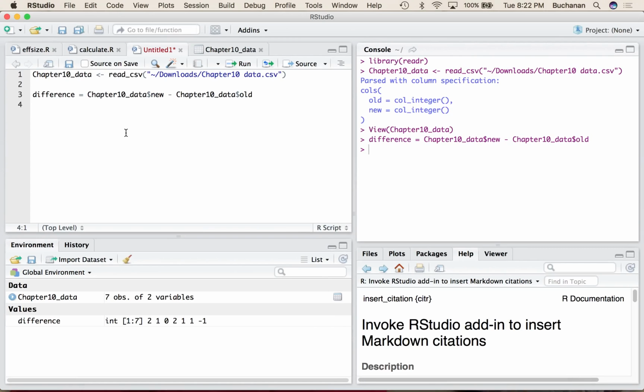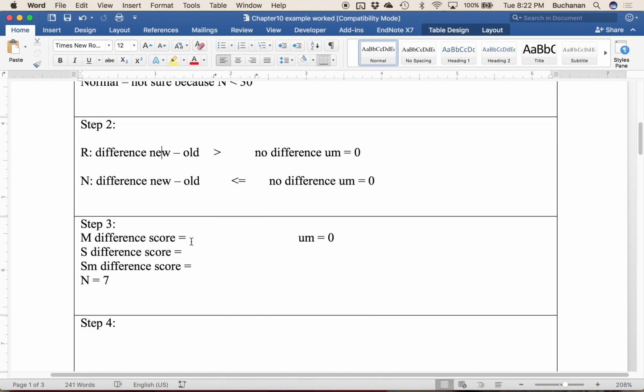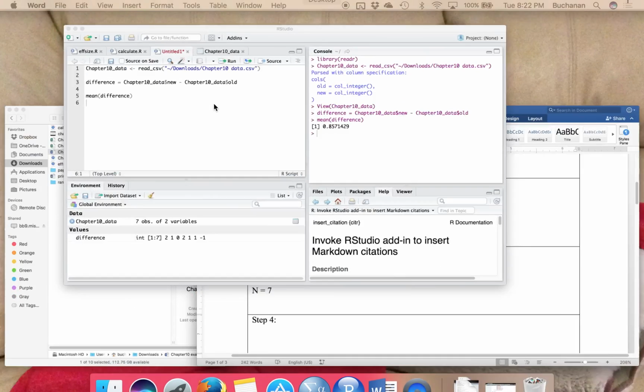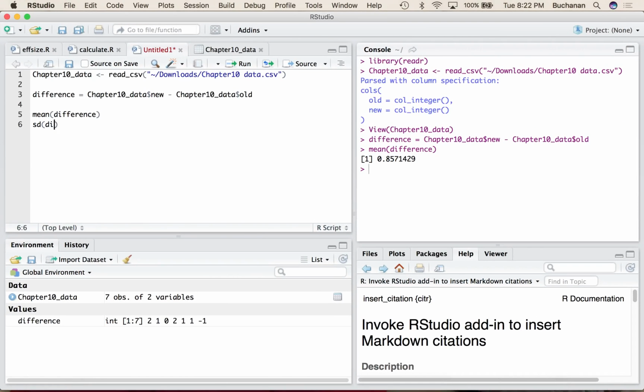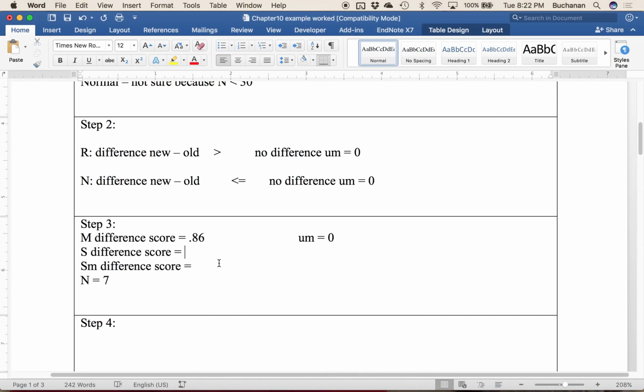Things are just crashing everywhere. So let's calculate the mean of our difference score. That's 0.86. Our standard deviation of that difference score is SD of the difference, and that's 1.07. So the change in our happiness with the rec facilities is less than a point, and it varies about a point on each side.